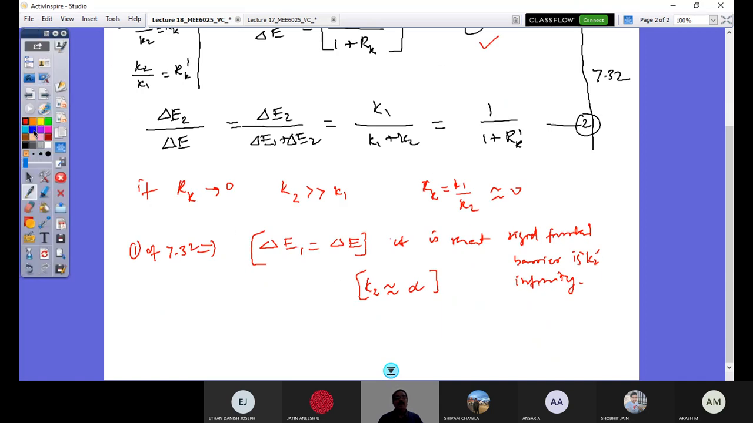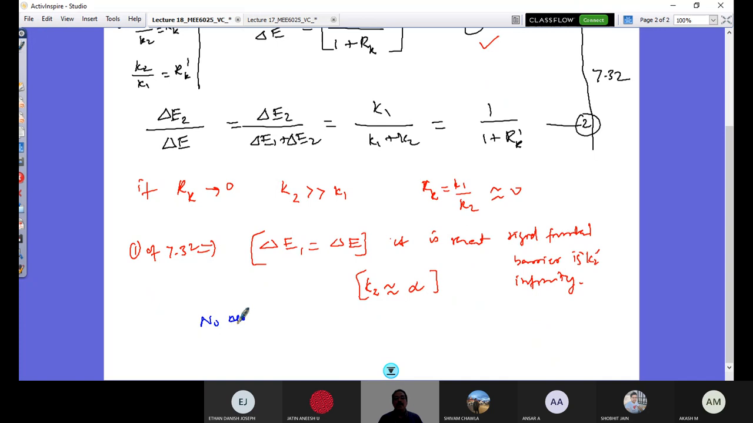Meaning there is no energy absorbed by barrier. So that's what this special case is. If RK tends to zero, that means K2 is much, much greater than K1. That is nothing but K2 is of almost infinity value. So this ratio is zero. So you are able to use the same vehicle to vehicle model to represent this.